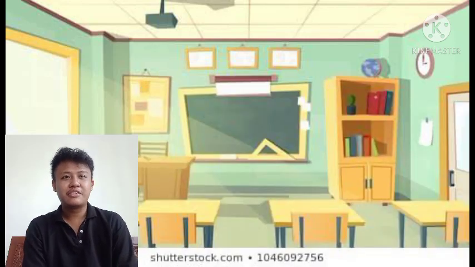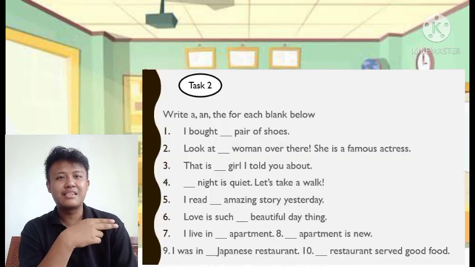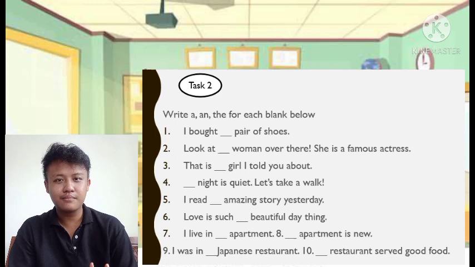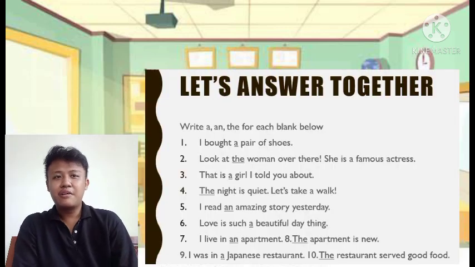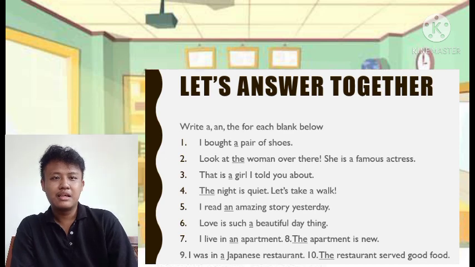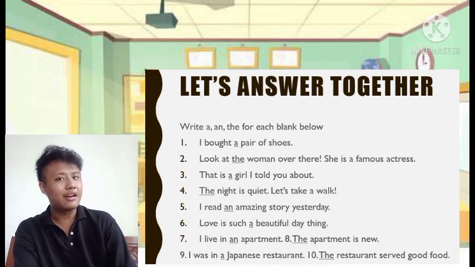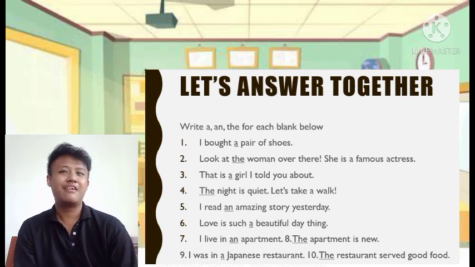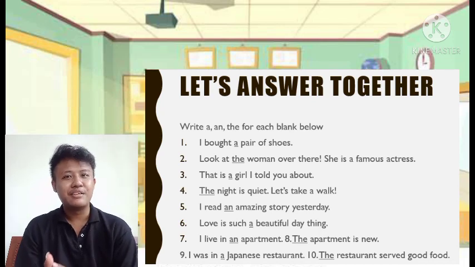Okay, I want you to look at task 2 right here and answer this. After you're done, we're going to discuss this together. Have you done it? All right, let's check the answers together. Number one, I bought a pair of shoes. Number two to number nine, you can check the rest of it. After you've checked, you can total your score, and if all your answers are correct, then you are very great.